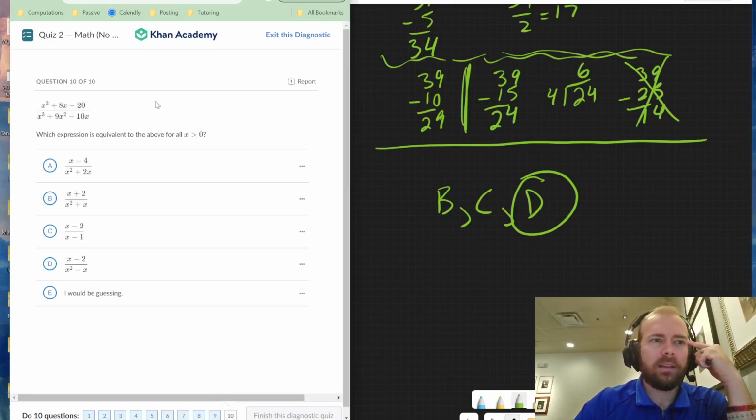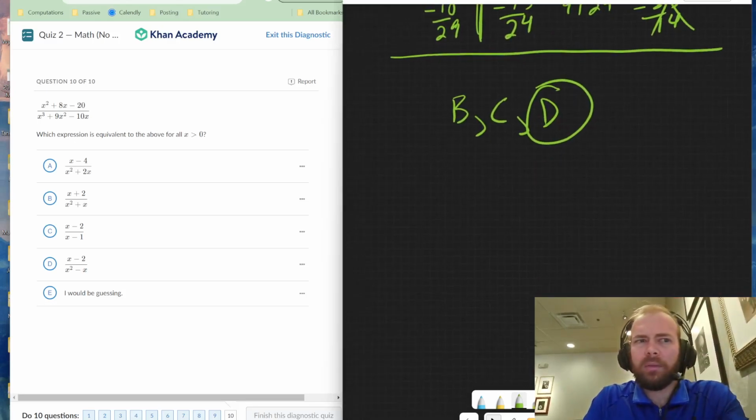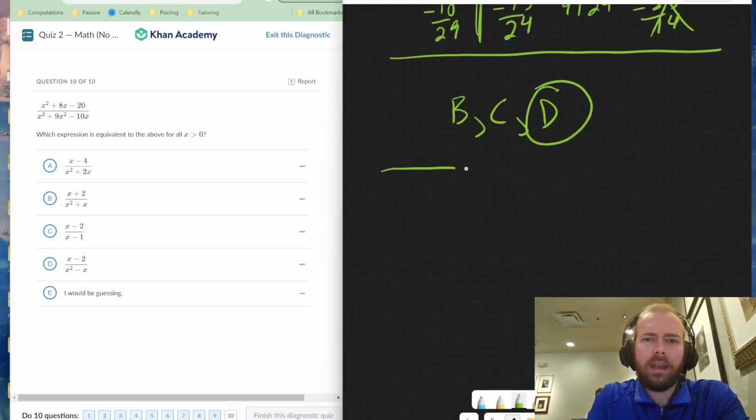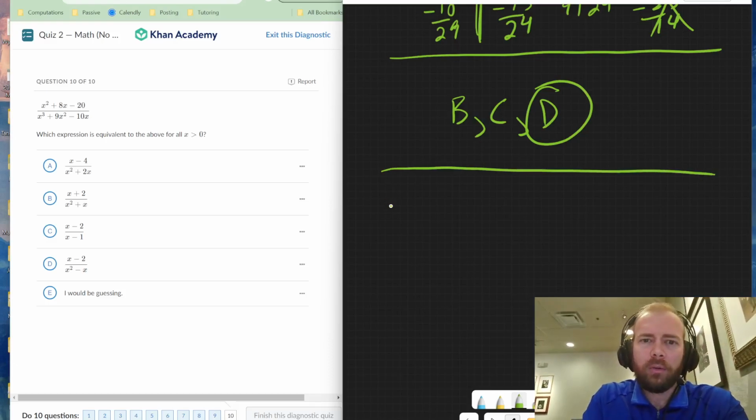All right, and then last but not least, number 10. If this has been helpful, you can check other things on the website, myersmathematics.com, and other YouTube videos. So question 10 out of 10, we have a rational function. Which expression is equivalent to the above? That means that probably something is going to cancel, because all the answer choices look like less stuff than the original. So we want to factor it.